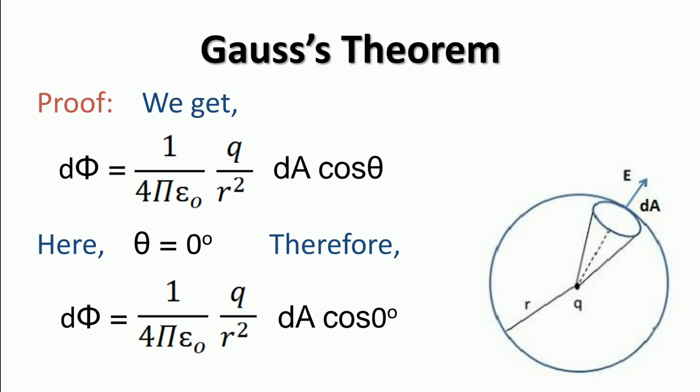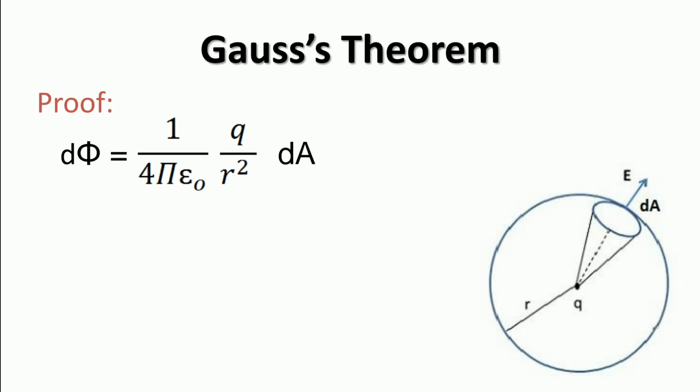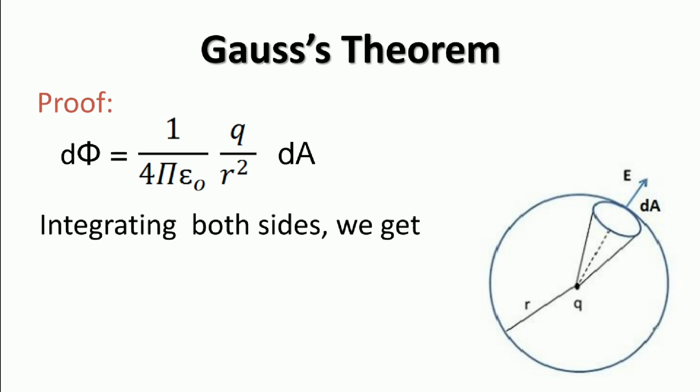Therefore, putting the value of theta as 0, we get d phi is equal to 1 upon 4 pi epsilon naught q upon r square into dA cos 0. Put the value of cos 0, that is 1. So it becomes d phi is equal to 1 upon 4 pi epsilon naught q upon r square into dA. Now we will integrate both the sides.